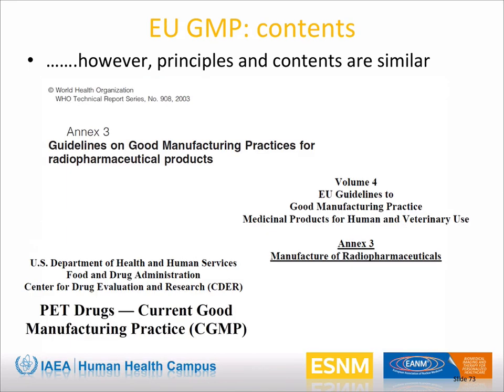Also, GMP guidelines include parts which are specifically dedicated to the preparation of radiopharmaceuticals, such as the Annex 3 of WHO guidelines and the European Union GMP guidelines, or the chapters dedicated to the current good manufacturing practice in the preparation of PET drugs released by the FDA.